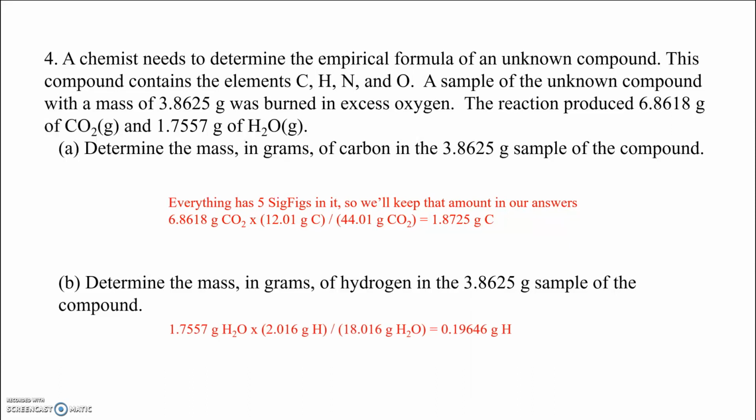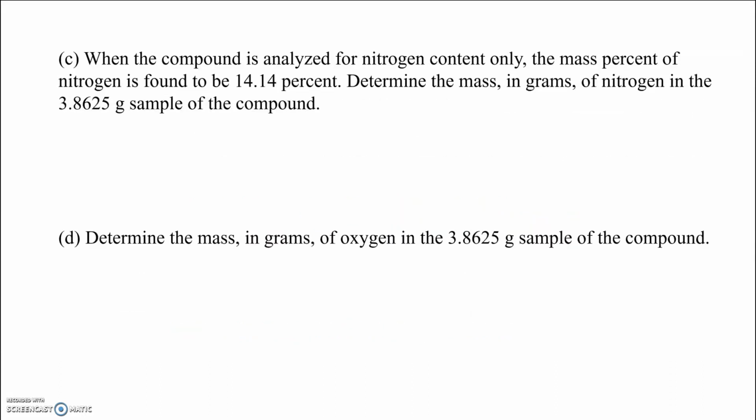Now, part B asks us to determine the mass in grams of hydrogen in this compound. Well, it's a similar kind of problem. The problem statement says 1.7557 grams of water. Here in water, I've got 2.016 grams of hydrogen for every 18.016 grams of water. And when I do that math and keep 5 sig figs, I get 0.19646 grams of hydrogen.